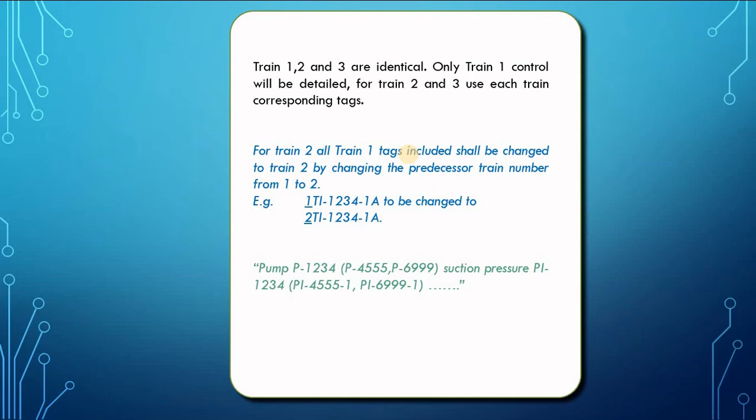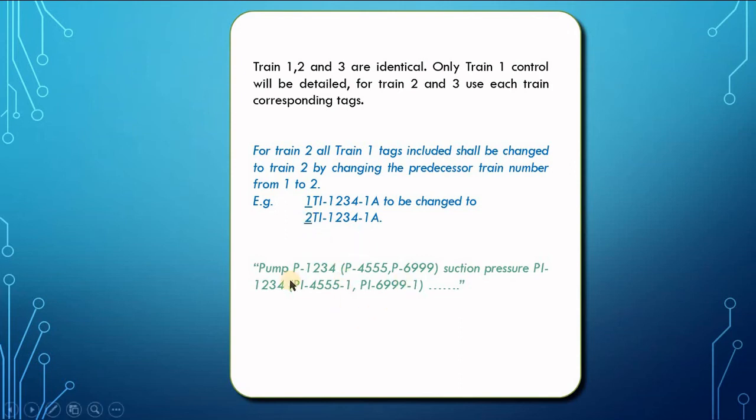Now assume you have train 1 and 2 and 3 and they are identical. Is it better to have one section for each train, or you have one for train 1 and you tell him for train 2 you only change the tags based on a specific rule? And this comes back to the planning of your tags. Some people, let's say for train 1 put a prefix digit 1 and for train 2 it becomes 2. So it's very easy, because the same tag is repeated in train 1 and 2 and 3. So in the document it will be easy.